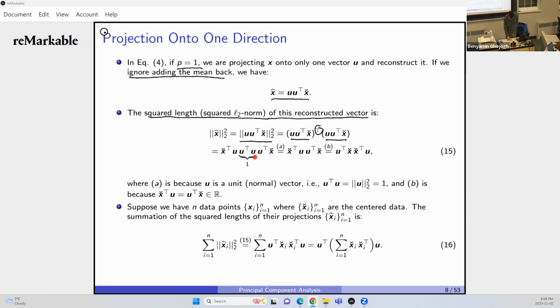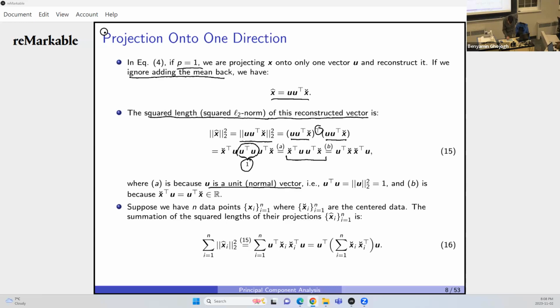Interestingly, I have U transpose U, but it is 1 because U is a unit vector. We will see at the end why this happens. In every projection direction, every column of the matrix U is an orthonormal vector. We'll see that. So U transpose U is 1. Then I will have X breve transpose U transpose X breve, because this became 1, right?